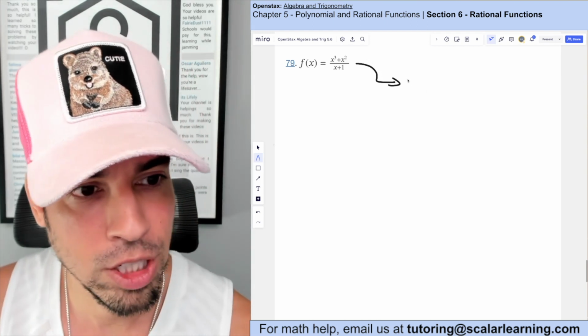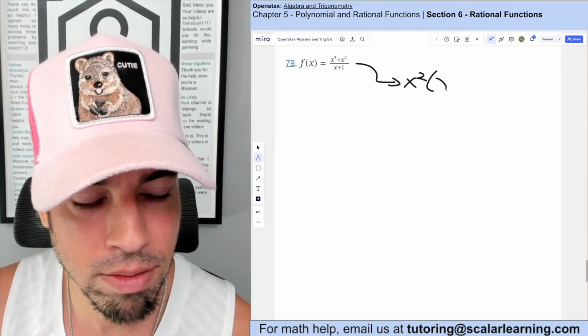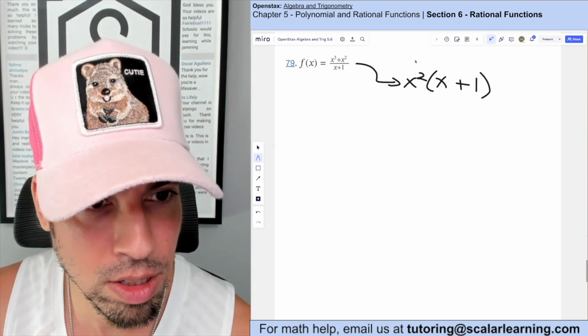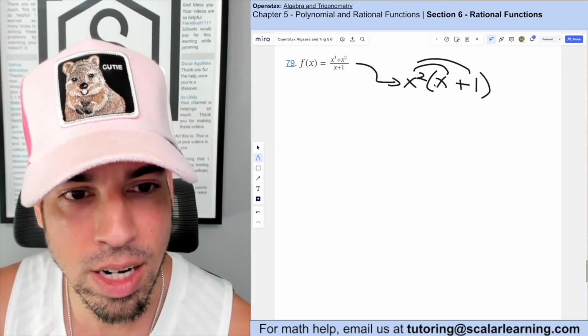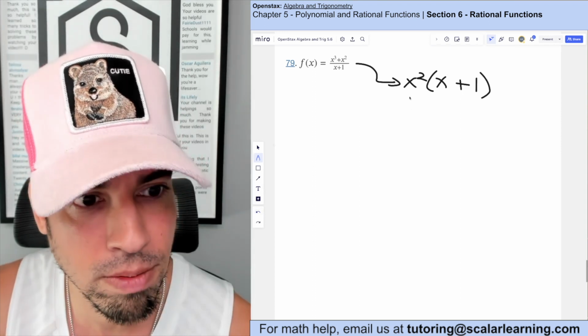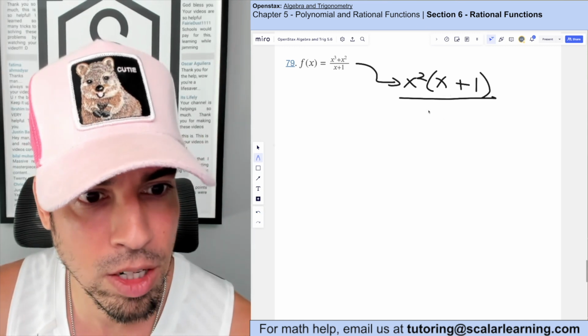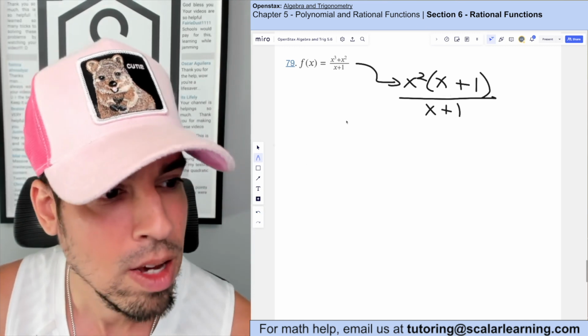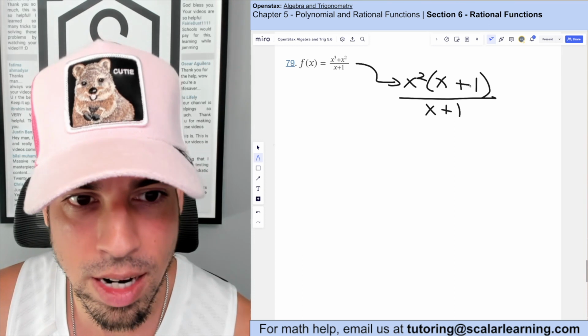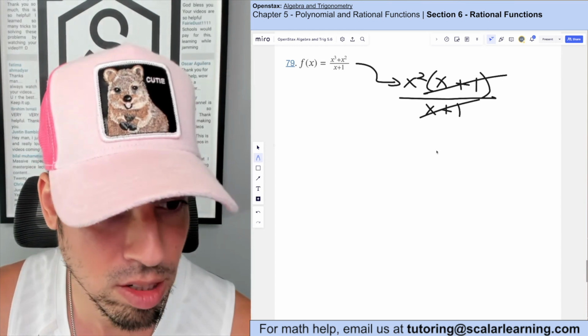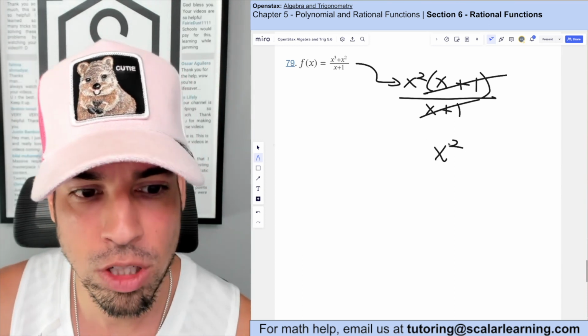We can factor out a GCF of x squared, and then we have x and 1 left inside, right? If you redistributed it, you'd get x cubed plus x squared. So that's how you can verify it. And then on the denominator, we got that nice x + 1. Now we can simplify because I got x + 1 on the top and the bottom, and they cancel out. And we're left with a simplified version of x squared.